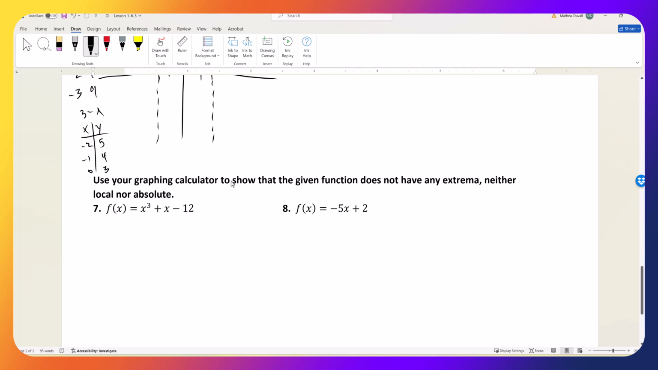Now for this one, just use your graphing calculator. You're going to plug the function into your graphing calculator and just take a look at it. You should be able to verify by looking at it if it has the extrema. And you're going to use it to show that it doesn't have any extrema.